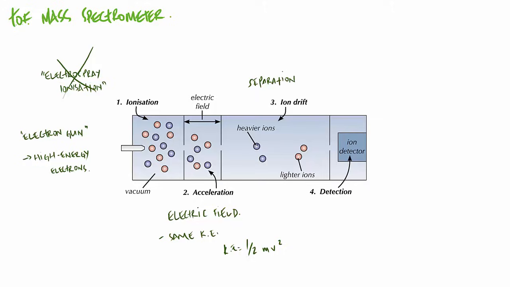Our heavier ones, which are going to be slower, are going to take longer to move through here. Our lighter ones are going to move through here much, much quicker. Nothing else happens in this stage at all. There's nothing applied to it. It's just a space to allow for separation. And finally is this detection stage.